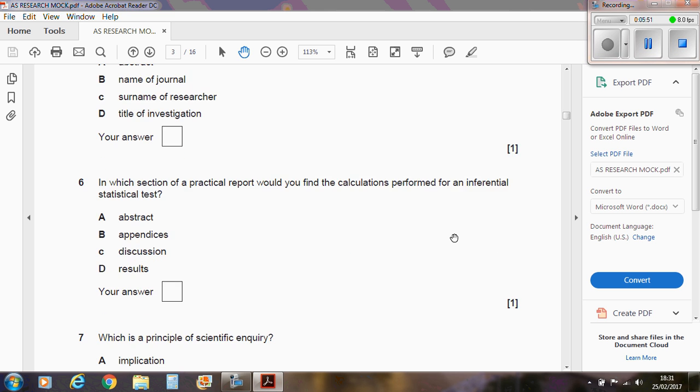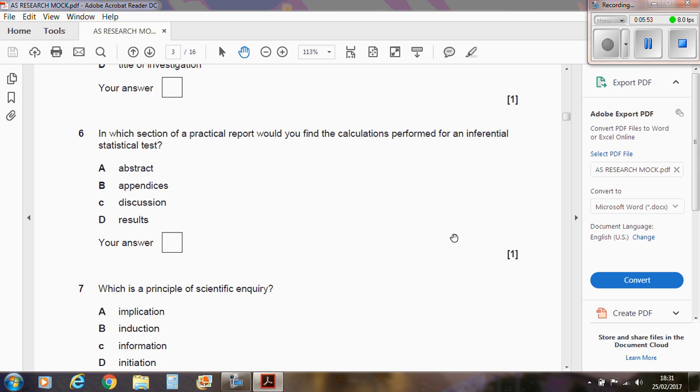So that comes first. So it's C. Number 6, in which section of practical reports, so like a journal article, would you find the calculations performed for an inferential statistical test? Now, there's a lot of confusion over this one because you would assume that it would be in the results section because you've done a test, but you actually only display the findings of the test in the results section. Any kind of stuff that you've worked out or any kind of calculation that the computer's done, because it's not necessary for the actual report, it goes at the end in an abstract.